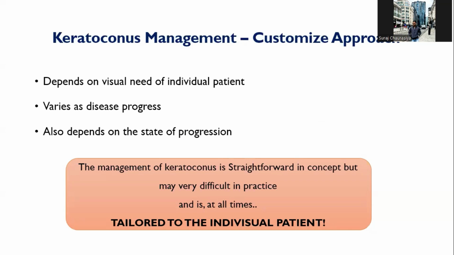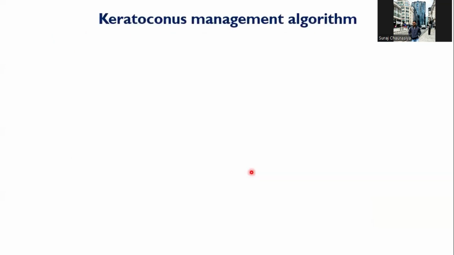It also depends on the state of progression. So always remember, tailor to the individual patient. There is no thumb rule of management of keratoconus. Every patient who presents to you with a diagnosis of keratoconus is unique and has to be managed individually. So now coming to the keratoconus management algorithm.